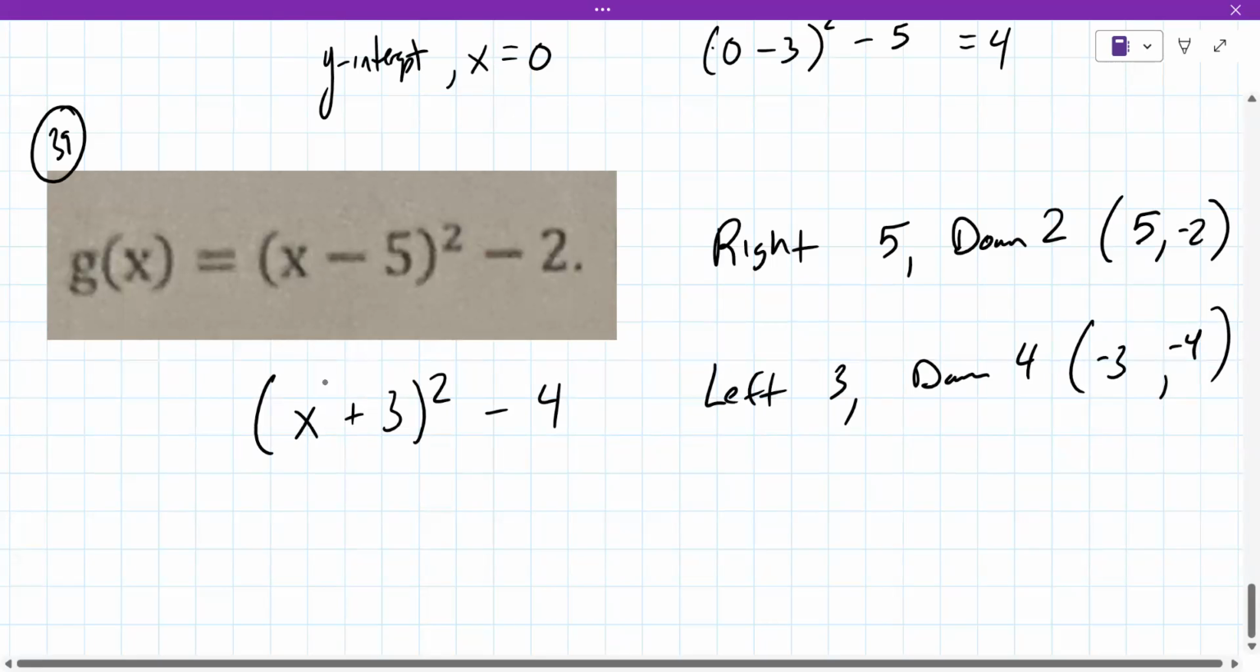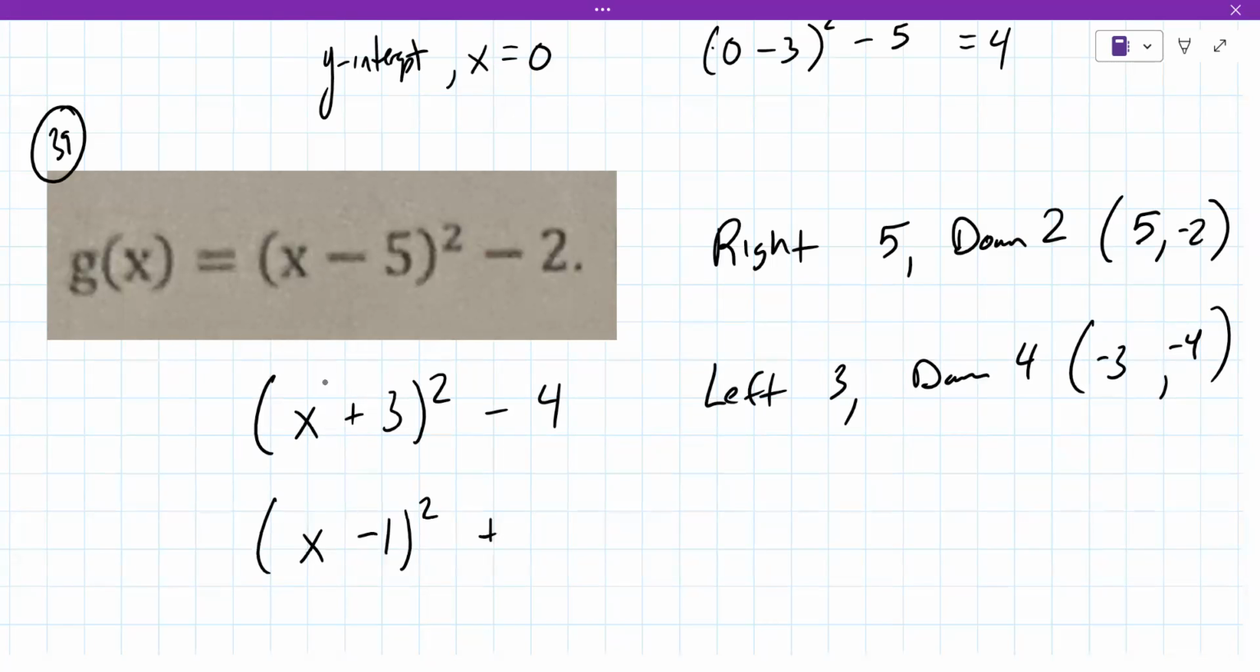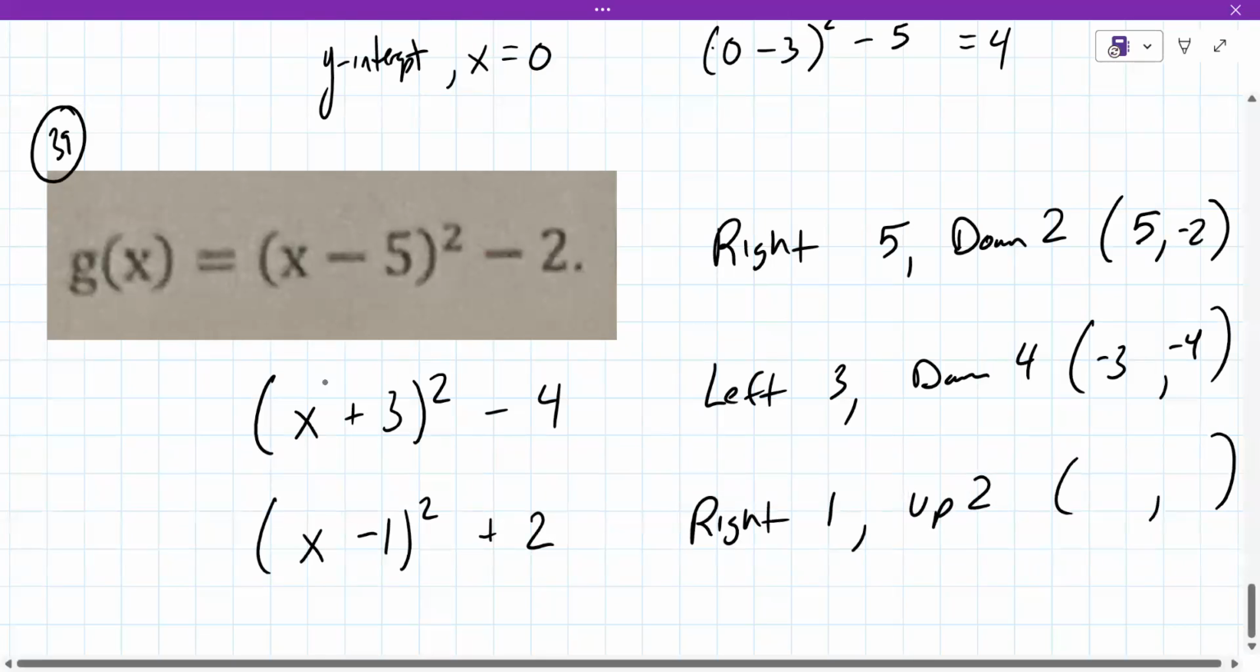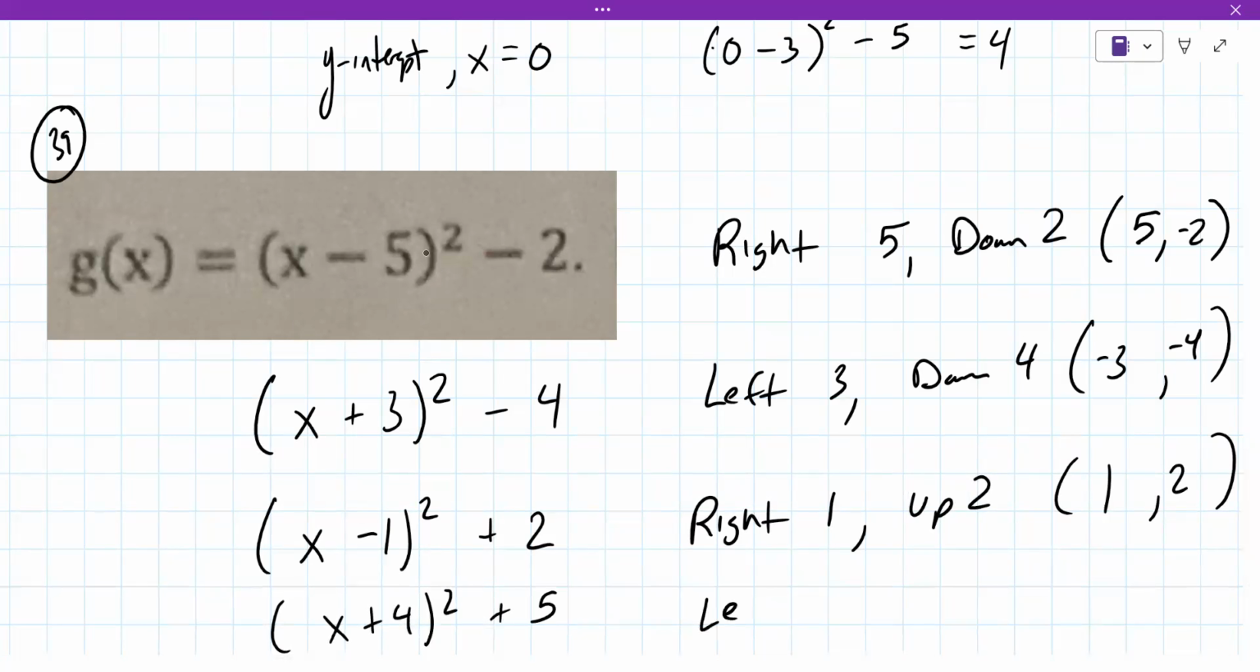Okay, good. All right. So here's another one. Let's say it's x - 1 squared + 2. This is right 1, up 2. Can you tell me the vertex of this one? 1, +2. Yes. Good. The last possibility here is x + 4 squared + 5. Left 4, up 5, so -4, 5.